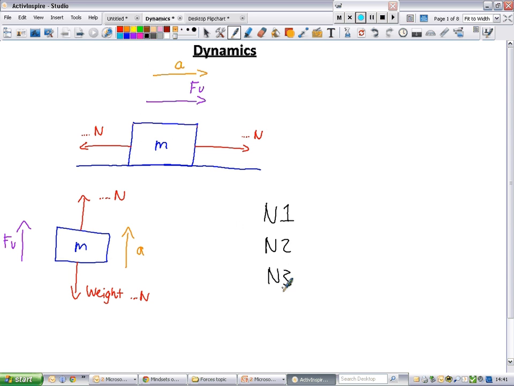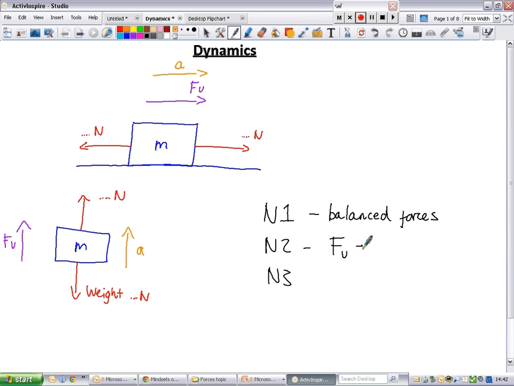I'll just denote them as N1, N2 and N3. So N1 is balanced forces. Anytime you've got balanced forces, you're going to cause an object to move at constant speed or to stay exactly where it is, to stay stationary. So if you draw out your force diagram and you end up with balanced forces, then you know it's going to be doing one of those two things. It's going to be moving at a constant speed, or it's going to be sitting still, it's going to be stationary.